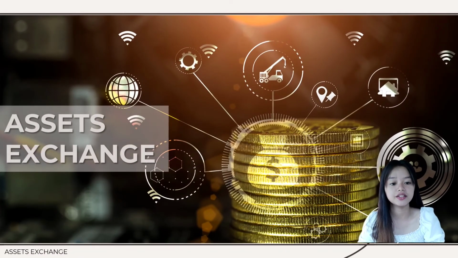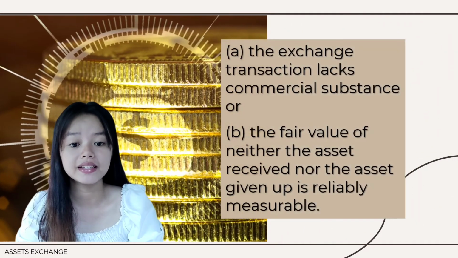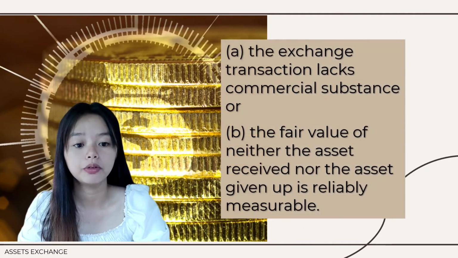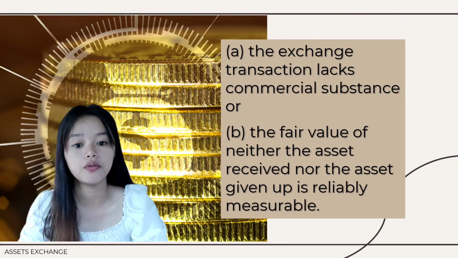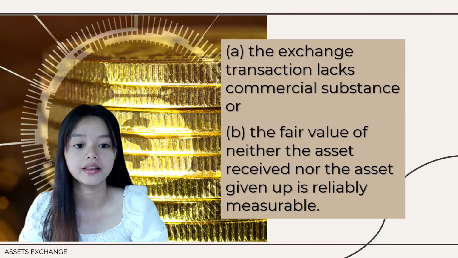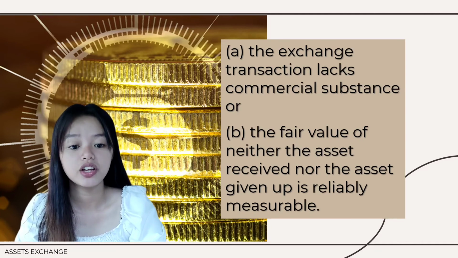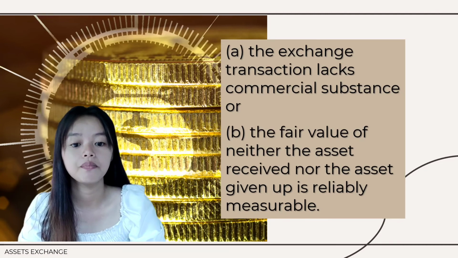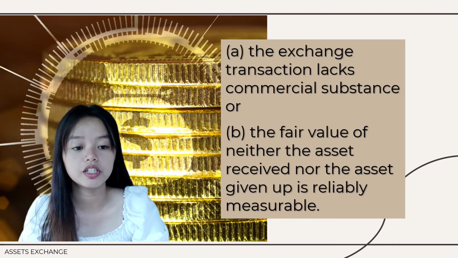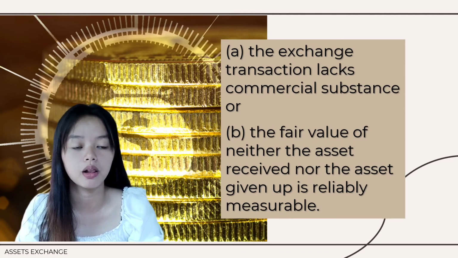What if there is an exchange of assets or barter? So how do we account for exchange of assets? An entity may opt to exchange non-monetary assets like, for example, old equipment for new equipment or one asset to another asset. Like land, papalitan mo ng machinery, ganun. The cost of such an item of property, plant, and equipment is measured at fair value unless the exchange transaction lacks commercial substance, or the fair value of neither the asset received nor the asset given up is reliably measurable.